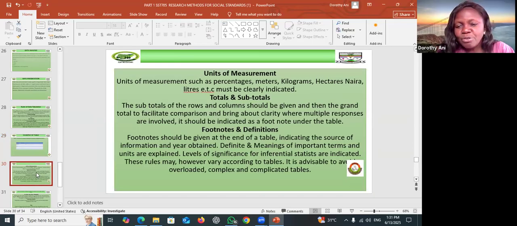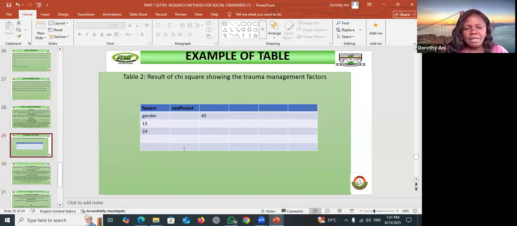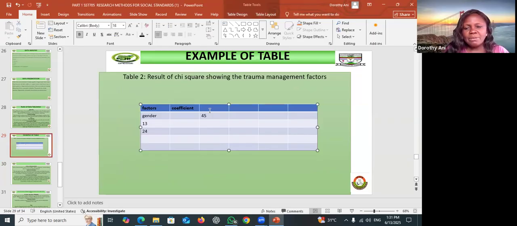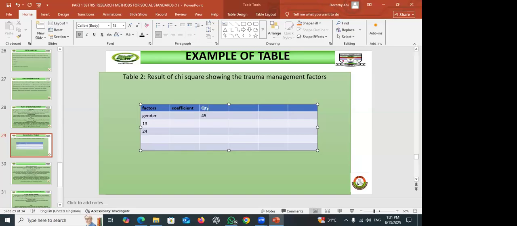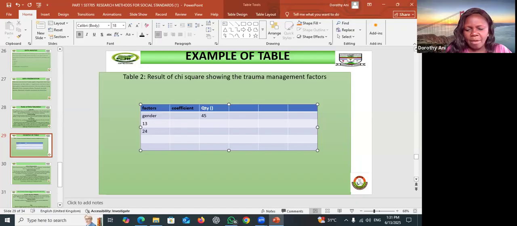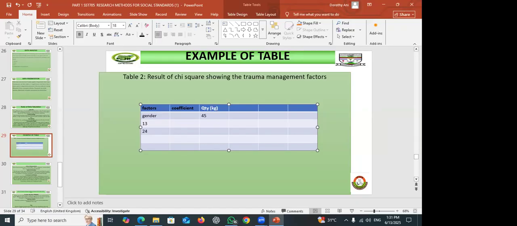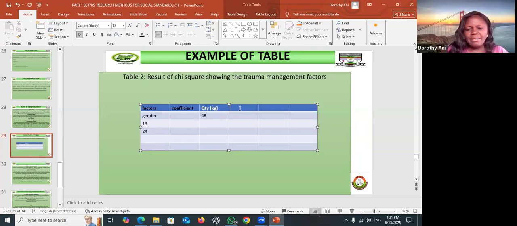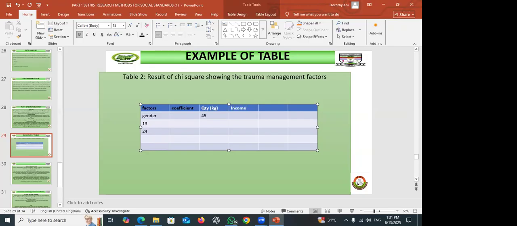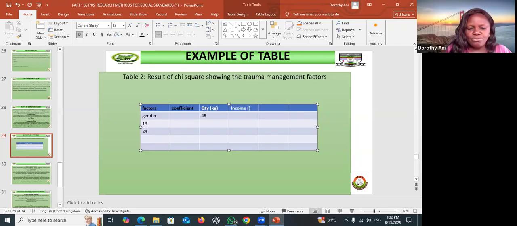Next, on the table, unit of measurement, like in my table there. If I am talking about quantity, I will be able to write it like this and put kg. Have you seen something like this? Or you are writing income. It is good for you to tell us how you measured the income, in naira.